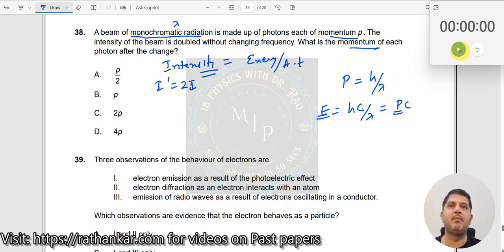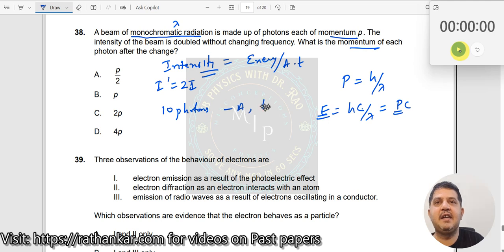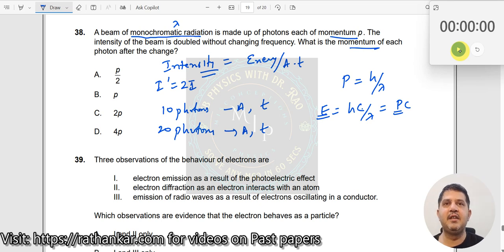By changing the intensity, what do you mean? You are putting a larger number of photons in a short interval of time. Let us say, for example, 10 photons are incident over an area in a given time interval. Now when I say double the intensity, I am making 20 photons incident over the same area in the same time. So A and T are not changed. Only the number of photons is changed.